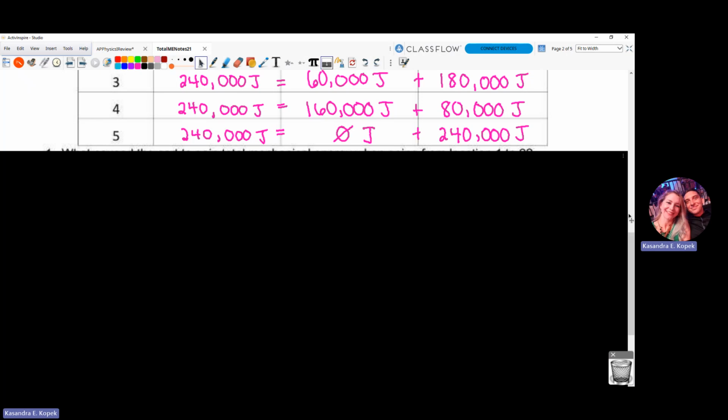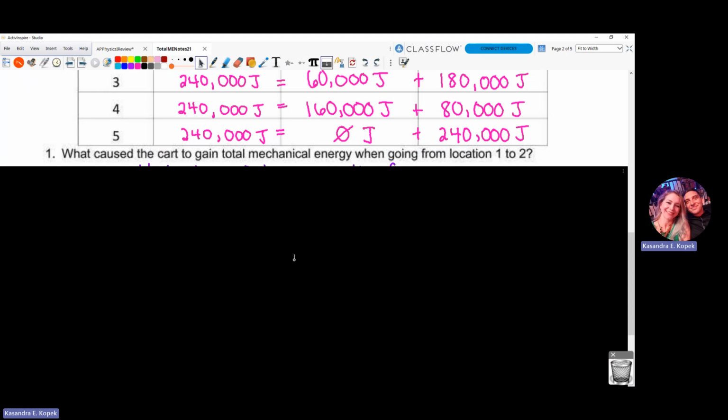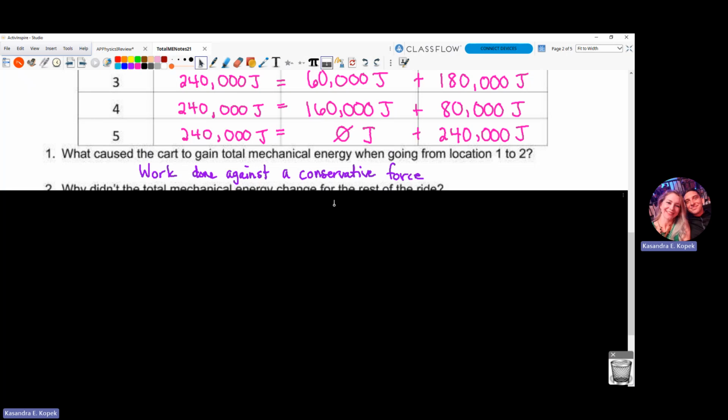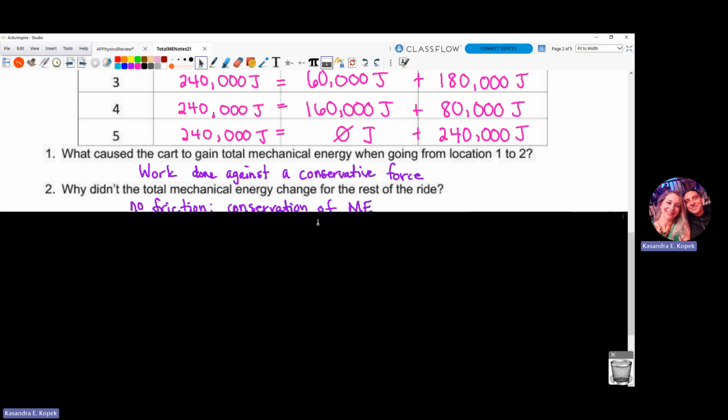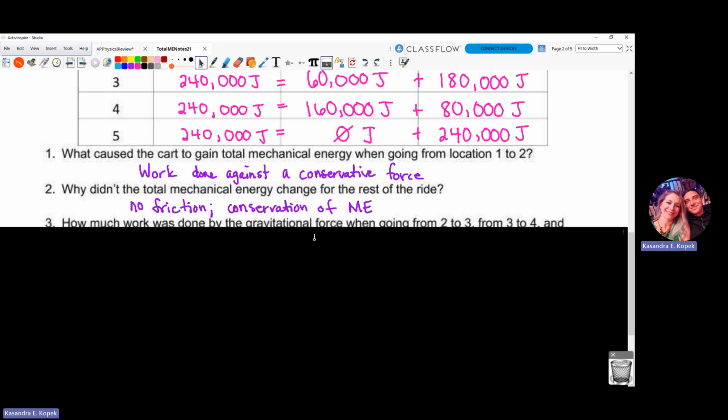Now we can talk about some different things with respect to the roller coaster. Number 1 says, what caused the cart to gain total mechanical energy when going from location 1 to 2? Remember, we had to do work against a conservative force in order to gain potential. Why didn't the total mechanical energy change for the rest of the ride? Because we have no friction and we're conserving all of our mechanical energy.